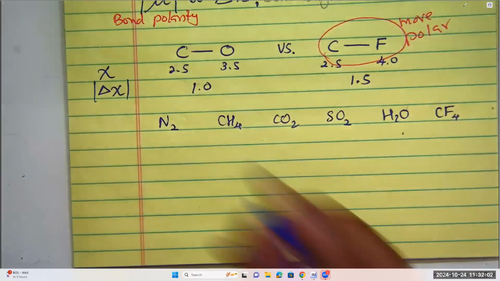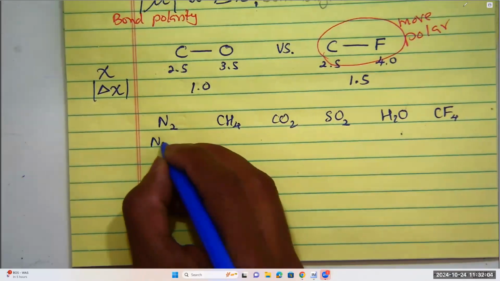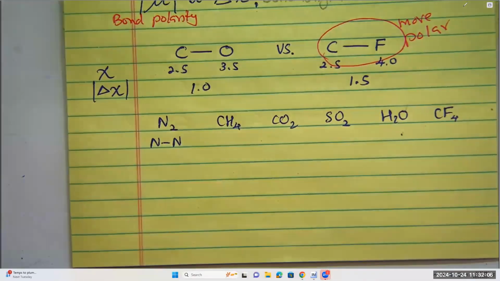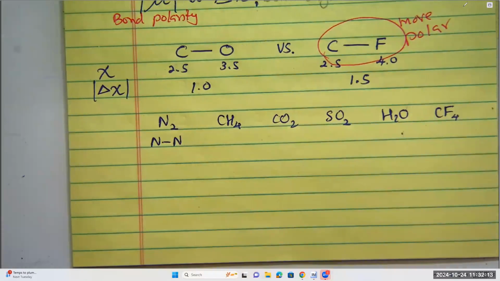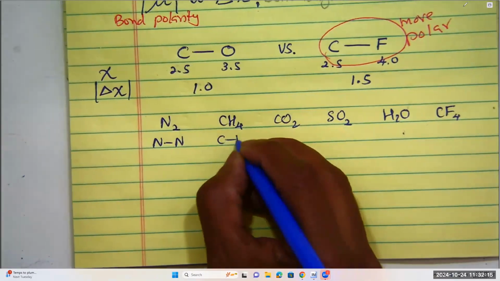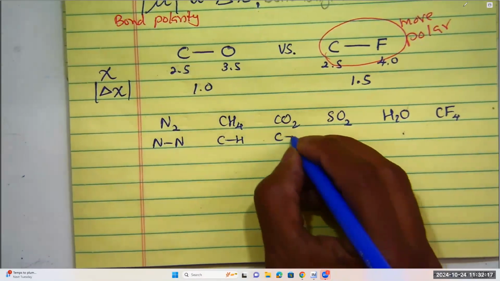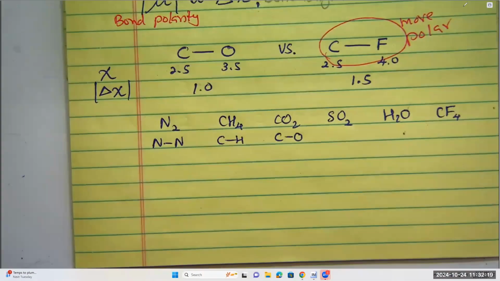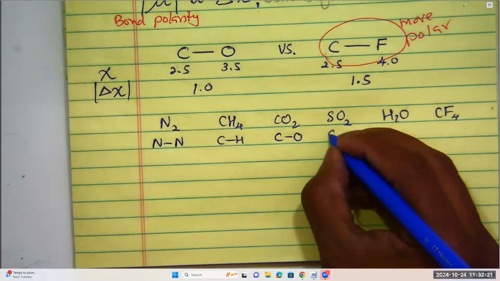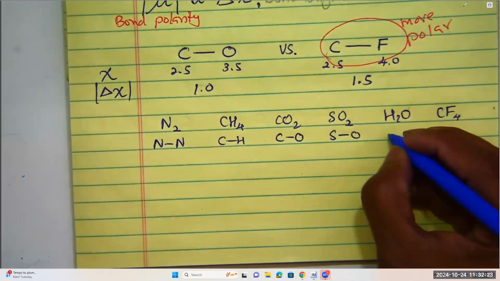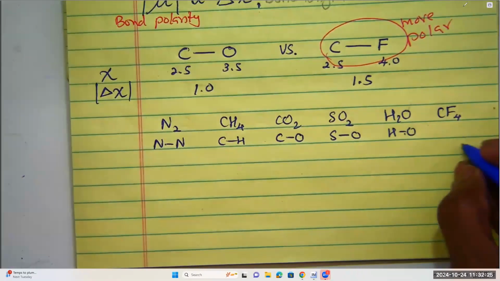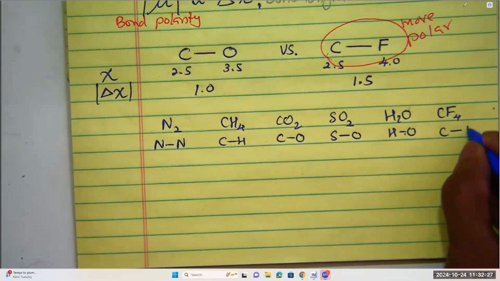So in N2, we have a bond between two nitrogen atoms. It doesn't matter how many bonds we have. It's a triple bond, we know that, but it doesn't matter to us. We have a bond between N and N. In CH4 we have CH bonds. In CO2 we have bonds between C and O. In SO2 we have bonds between S and O. In H2O we have bonds between H and O. In CF4 we have bonds between C and F.